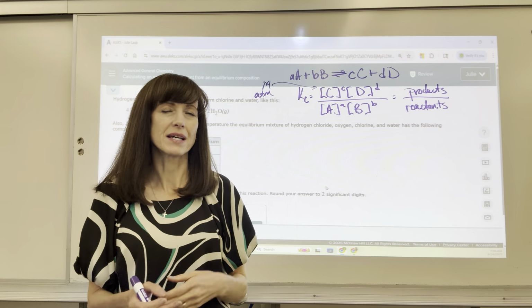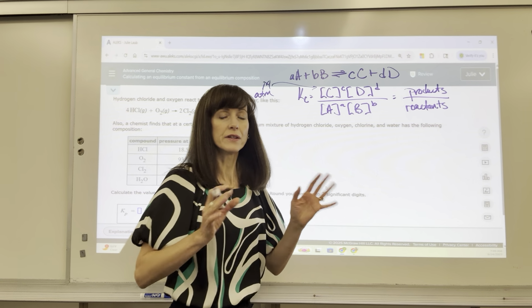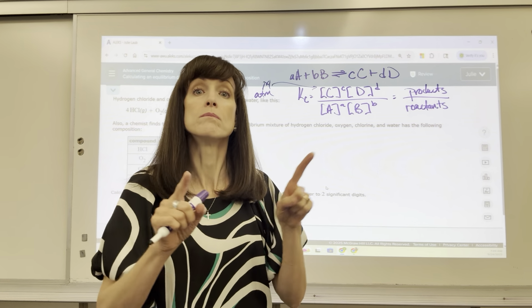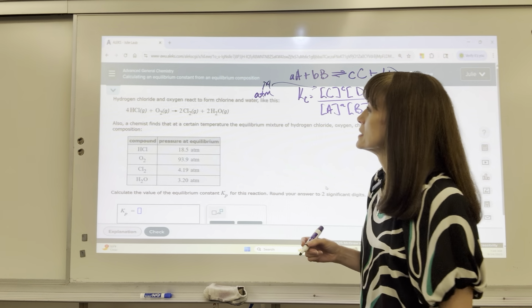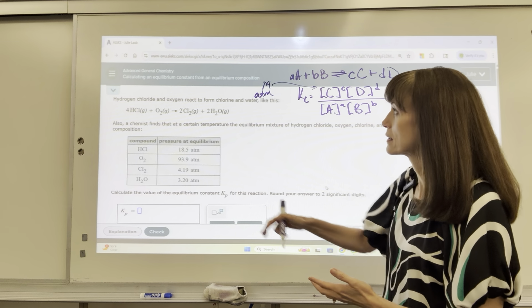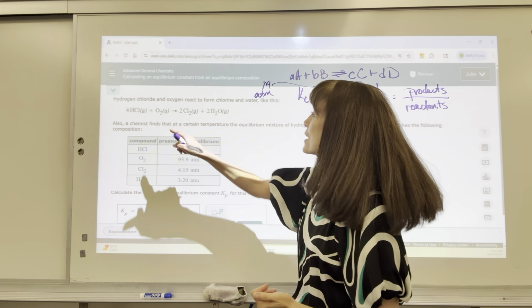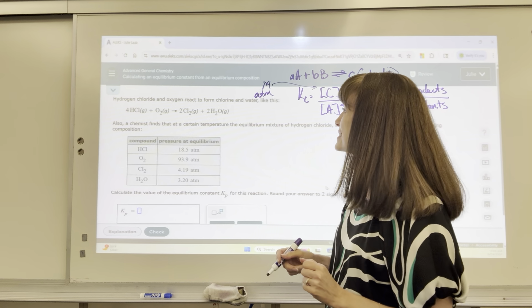I also like to emphasize every once in a while, I'll see students put a plus sign right there. These are not adding or subtracting, they are multiplying. They're multiplying. So let's take a look at this one. It says the hydrogen chloride and oxygen react to form chlorine and water like this. So there's our balanced chemical reaction. Notice those coefficients. We're going to need them. They're going to become the exponents.